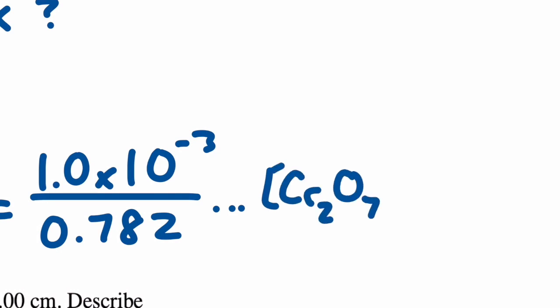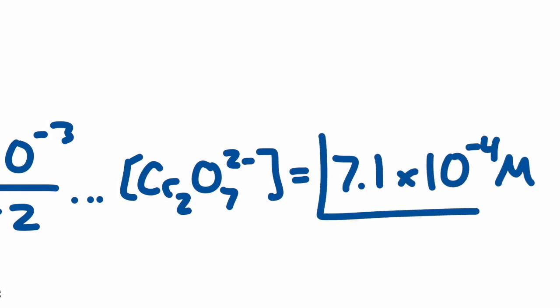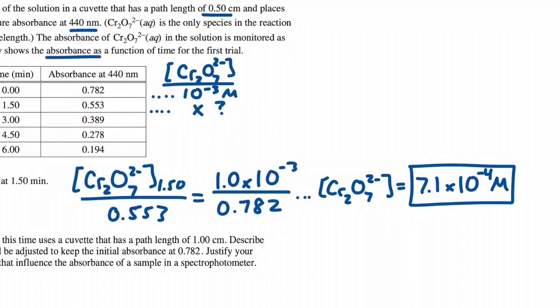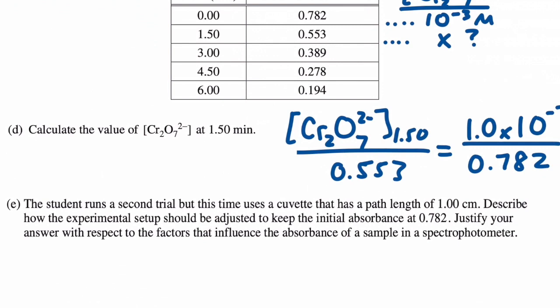And that makes sense because it's less. As the absorbance decreases, the molarity should also decrease, about 7.1 times 10 to the minus 4 molar. I'll just give them two sig figs because that's how many were in the initial molarity. Last question. The student runs a second trial, but they change the path length. What's the experimental setup that should be changed to keep the absorbance the same?